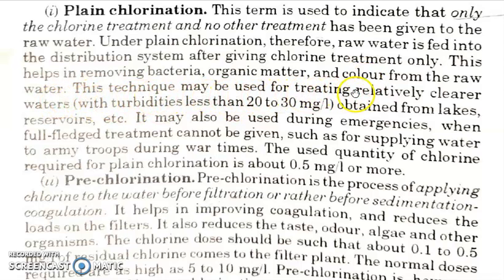This technique is used for treating relatively clean waters having turbidities less than 20 to 30 mg per liter, and such low turbidity waters are usually obtained from lakes and reservoirs, because as you know, lake and reservoir waters are stagnant, so the flow movement is less, and turbidity has a chance to settle down. So usually compared to rivers, lakes and reservoirs have lower turbidity. For such relatively clearer water, you can give only chlorine as a treatment and no other treatment may be required.